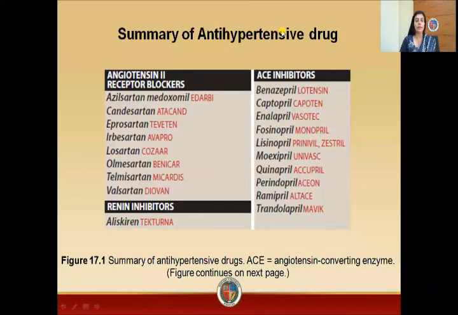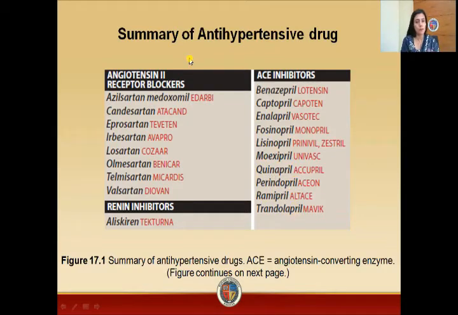In case of antihypertensive drugs, the first category is angiotensin 2 receptor blockers. The examples include azilsartan, candesartan, eprosartan, irbesartan, losartan, olmesartan, telmisartan, and valsartan. In case of renin inhibitors, the example is aliskiren. In case of ACE inhibitors, we have examples like benazepril, captopril, enalapril, fosinopril, lisinopril, moexipril, quinapril, perindopril, ramipril, and trandolapril.